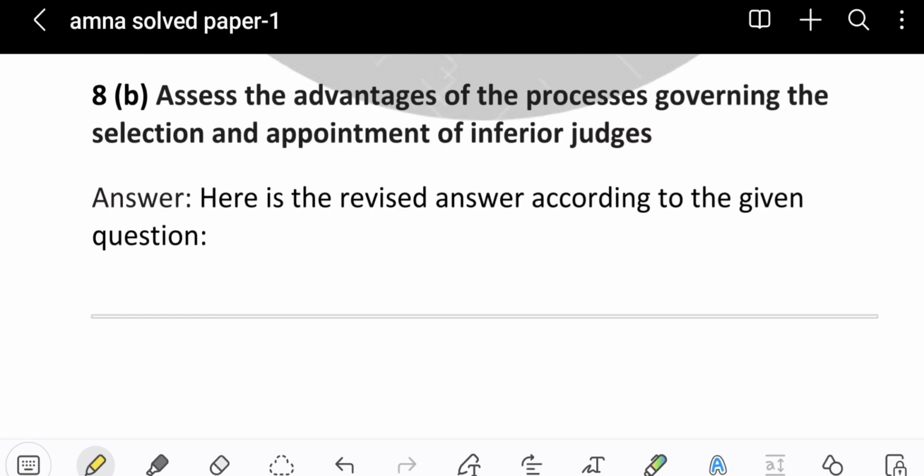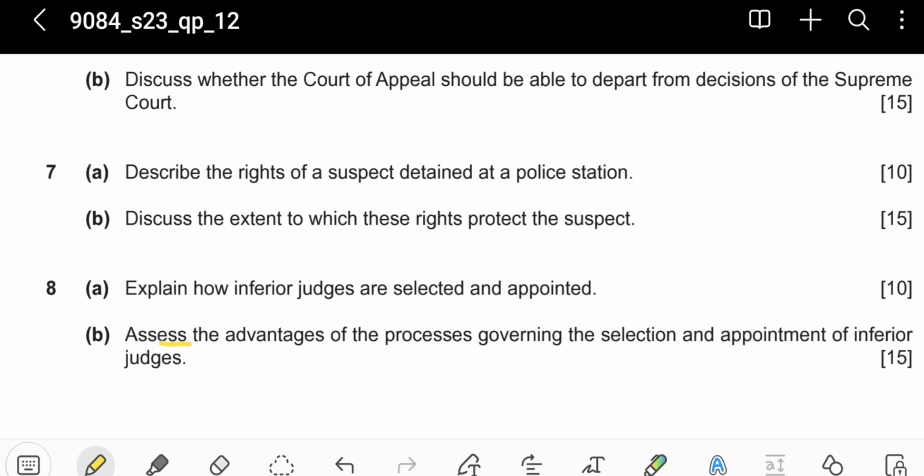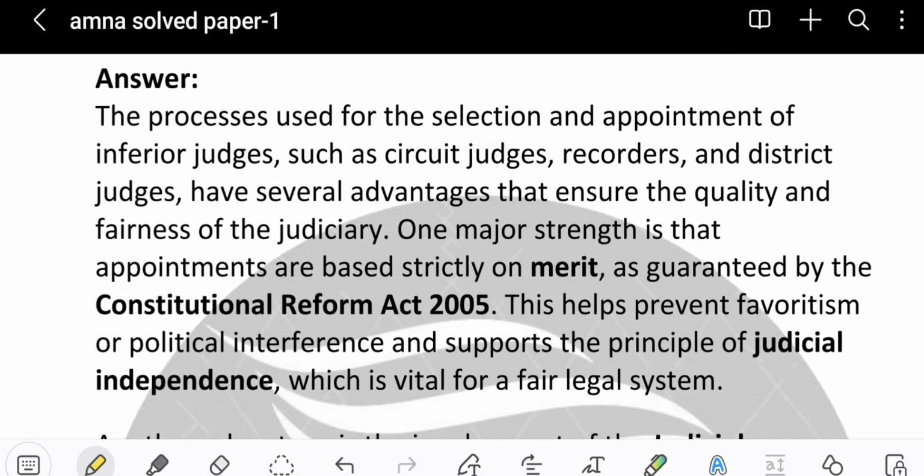8B. So let's read out the question first. Assess the advantages of the process governing the selection and appointment of inferior judges. So basically in this point we will see the advantages of the process governing the selection and appointment of inferior judges. Let's see the answer. This is the answer of this last question. I'm going to read out and explain to you everything in detail.